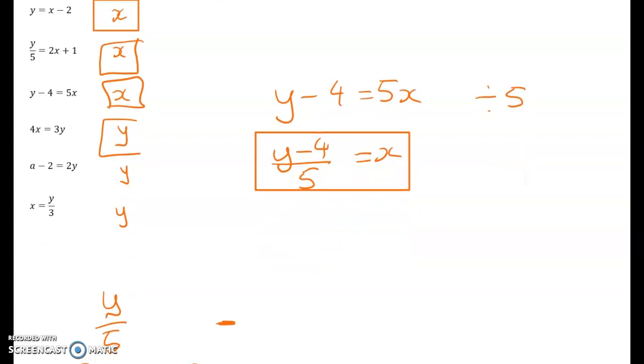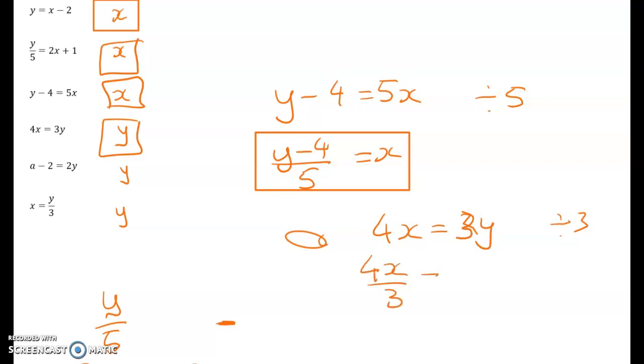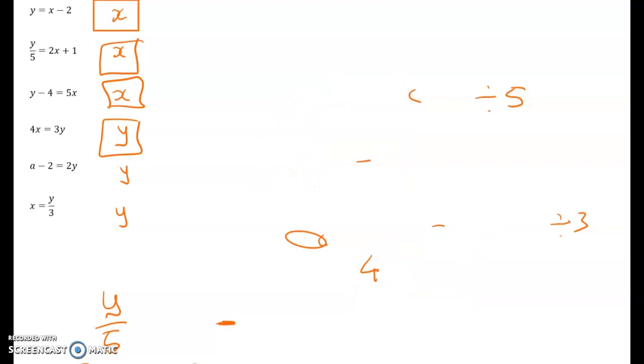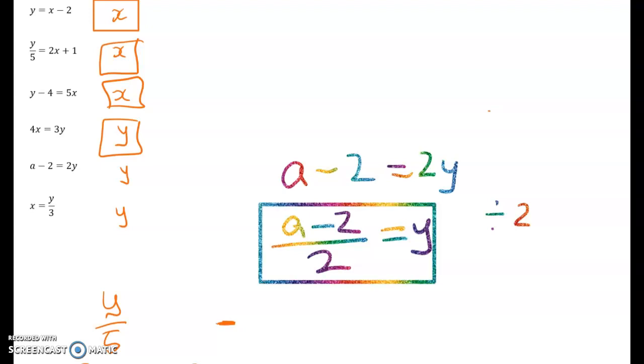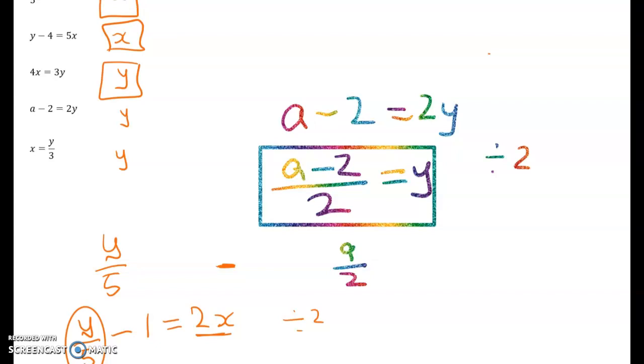For the next one, we want to make Y the subject. We've got 4x is equal to 3y. We have to divide both sides by 3. That gives me 4x over 3 is equal to y. Okay, just a couple more. And the next one, we want to make y the subject again. We've got a minus 2 equals 2y. We're going to divide both sides by 2. A minus 2 divided by 2 is equal to y. And that's fine. We could clean that up another step and do a divided by 2 minus 1 equals y, but that would be fine as it is up there.